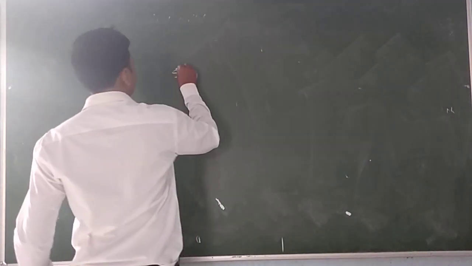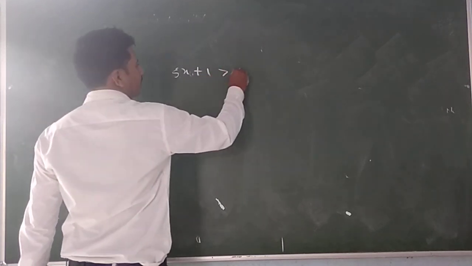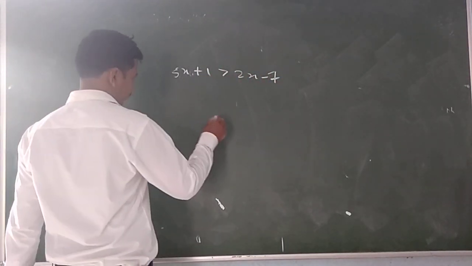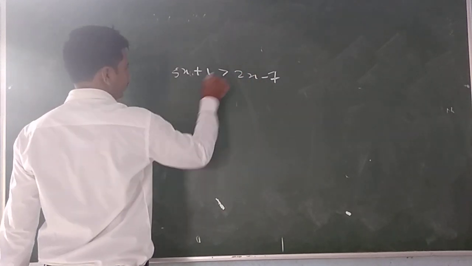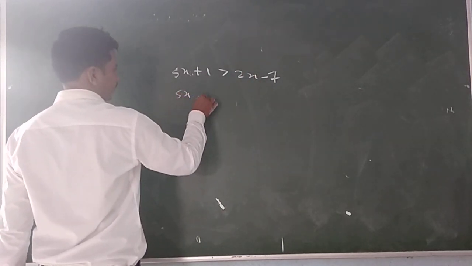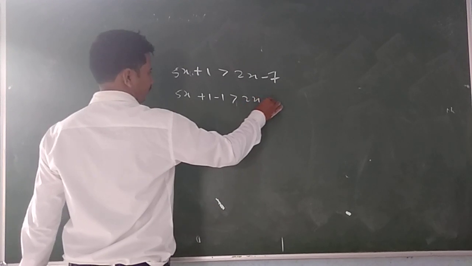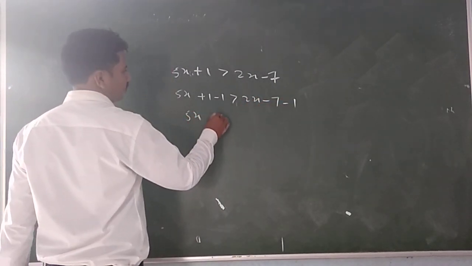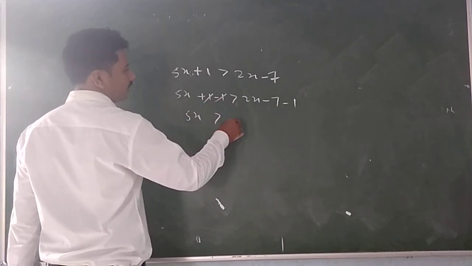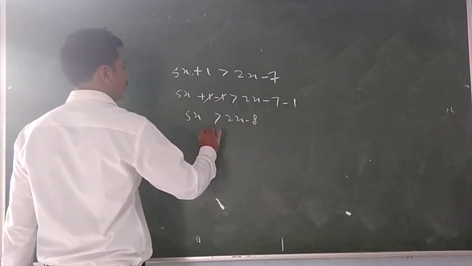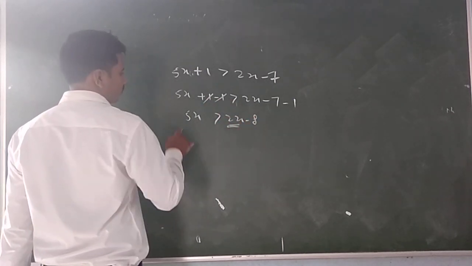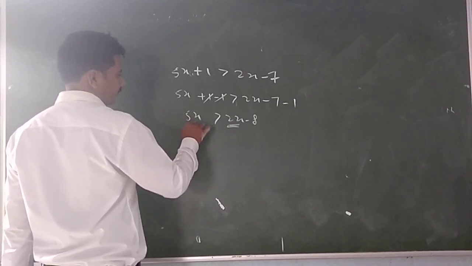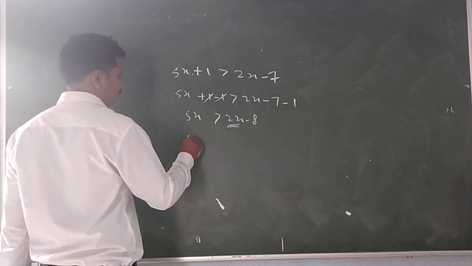Take an example: 5x plus 1 greater than 2x minus 7. At this time, subtract 1 from both sides: 5x plus 1 minus 1 greater than 2x minus 7 minus 1. So the 1s cancel and you get 2x minus 8. Now what about the 2x? Here the 5x is the larger one, so subtract 2x from both sides.